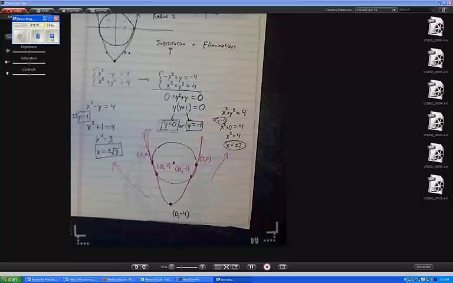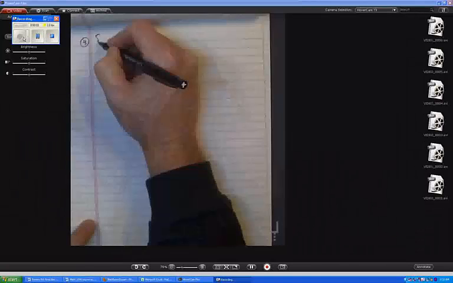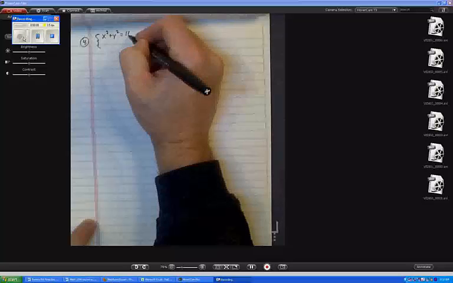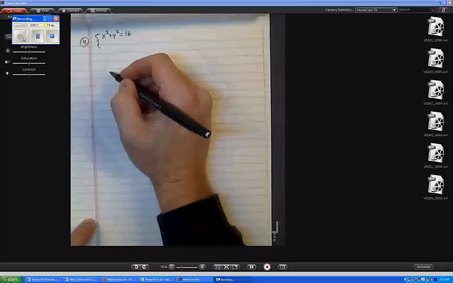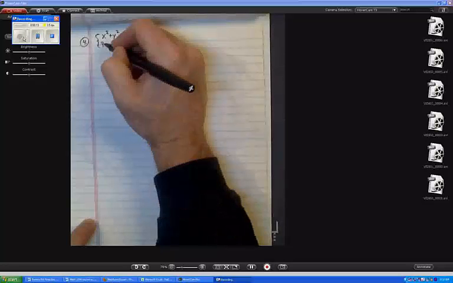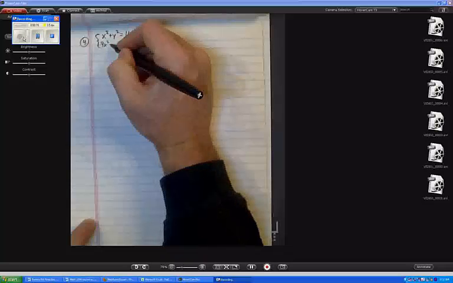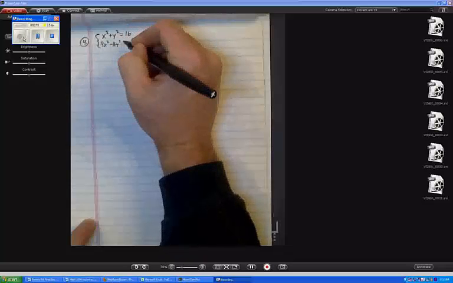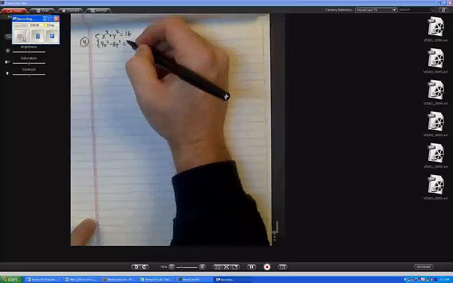Now the thing I didn't show you is a substitution. You can also solve this same one with substitution, but maybe I'll do that for the next one. Okay, kind of show you how that looks. We used elimination here. So we have this system. X squared plus y squared equals 16. And we have 9x squared minus 16y squared equals 144.